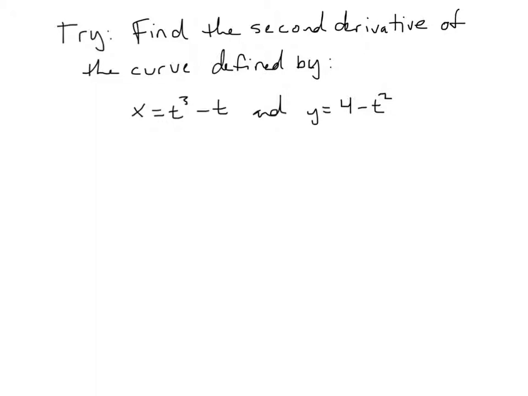Here's a problem for you to try. Find the second derivative of the curve that's defined by x equals t cubed minus t and y equals 4 minus t squared. And again, this could be like find the acceleration given these position functions, or find the concavity of the function. So anything that involves a second derivative. But those are your functions. So pause the video here and take a few minutes, work it out, and then when you start the video, we'll look at the solution for this.